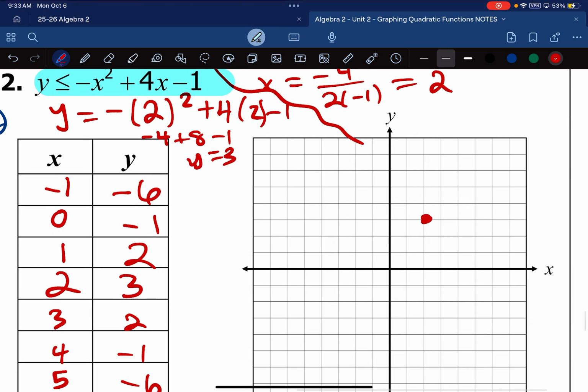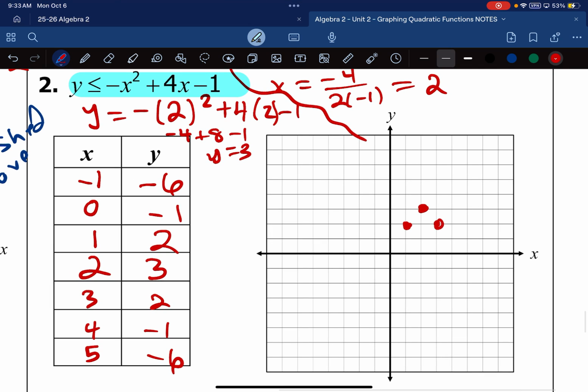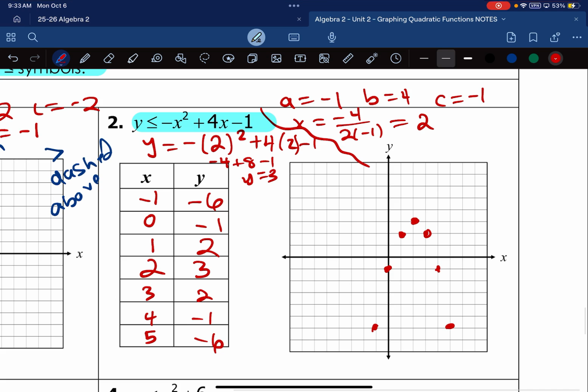Gonna go ahead and plot these points. So 1, 2 would be here. 3, 2 would be there. 0, -1, and 4, -1. And then finally, -1, -6. Sorry, -6, 1, 2, 3, 4, 5, 6 would be there. And then our final one, 5, -6 would be over here. So all 7 of our points should fit on our graph.